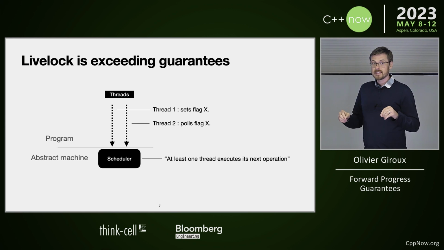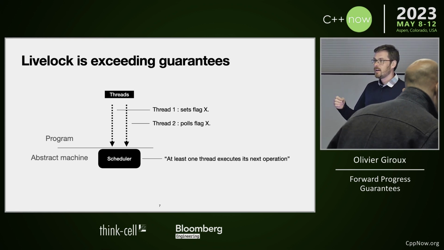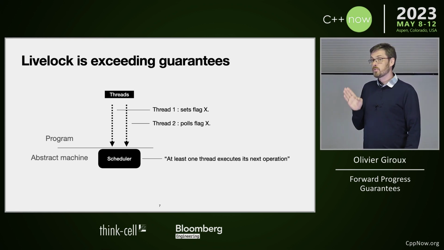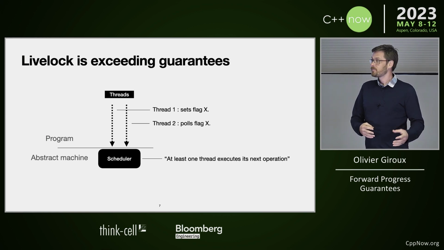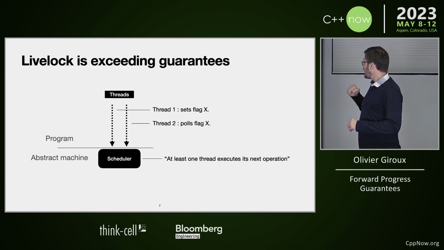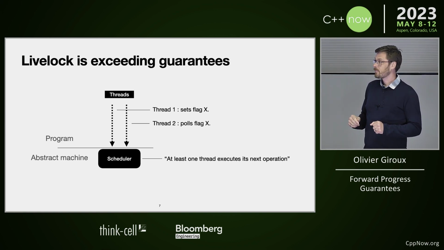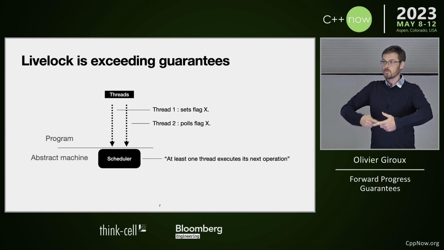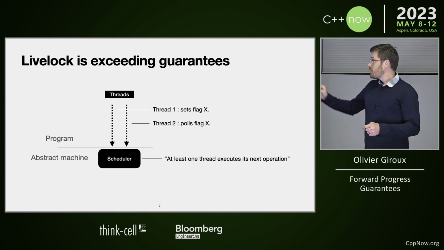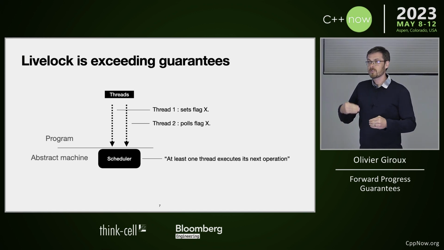The term live lock has a very formal definition. It's not just, oh, my program has hung, it's live locked or deadlocked. The formal definition of live lock is that you wrote a program whose assumptions exceed the guarantees made by the scheduler. So I'll give you an example. Here's the scheduler, and its guarantee is at least one thread executes its next operation. And I wrote a program above where one thread sets a flag and another thread polls on the flag, that is, it repeatedly loads the flag. This exceeds the guarantees of the scheduler because the scheduler says at least one of the threads. It didn't say all threads. So it could pick thread 2 over and over and over again.